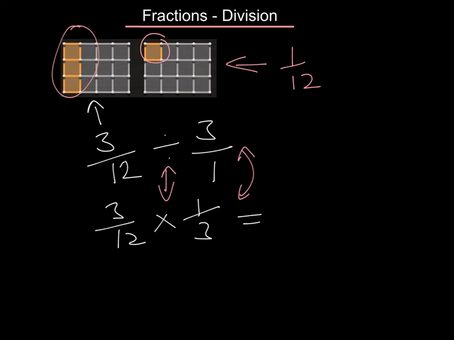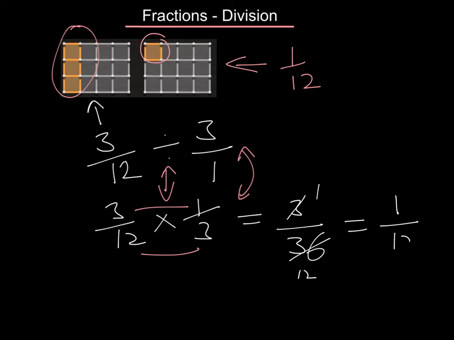So let's multiply by 1/3. Multiply the two numerators, the 1 and the 3, and 3 times 1 is 3. Multiply the two denominators, 12 by 3, and I get 36. We can cancel that down by dividing both of those numbers by 3. 3 divided by 3 is 1. 36 divided by 3 is 12, so I get 1/12, which is the answer we wanted. So to divide, flip the fraction upside down and multiply.